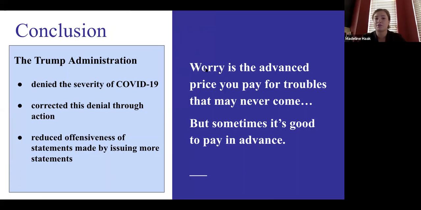And right here we have this quotation that we elaborated on, the whole theme of our paper, of our project, of the case study. Worry is the advance price you pay for troubles that may never come, but sometimes it's good to pay in advance. What we mean by this is that sometimes when you're in the business of leadership and you're in the business of representing a people, you have to stress a little bit before something is actually a big deal. So maybe Trump could have done better if he would have treated COVID as the big deal that it eventually became. When you're in government, this is one of the main things you have to do: you have to represent a people and you have to keep in mind the needs of your constituents. That's the main thing.